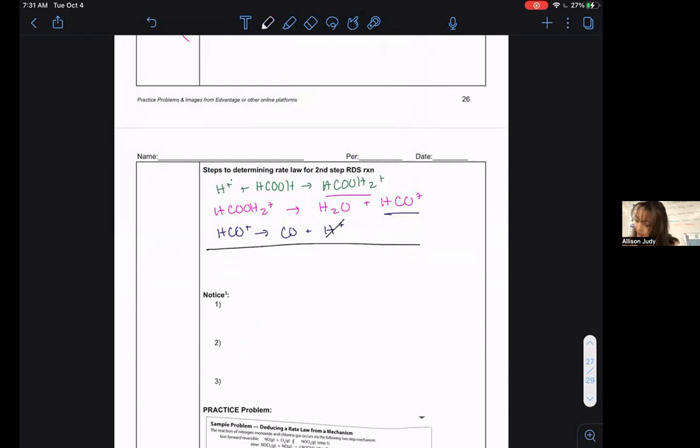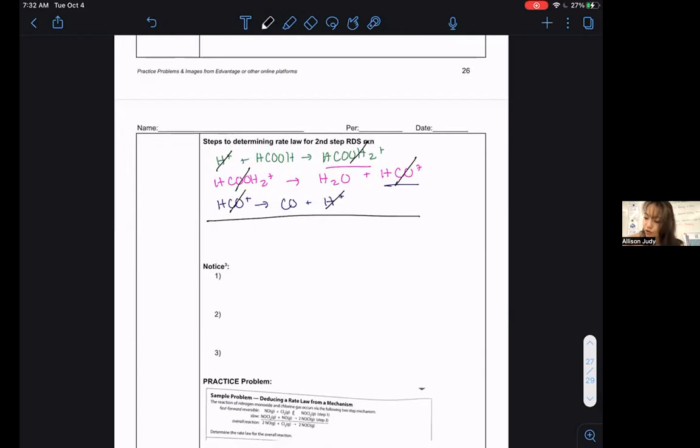So our H pluses cancel. We have one on the reactant side. We have one on the product. Our HCOOH2 plus cancels out as an intermediate. We have one on the reactant. We have one on the product. And our HCO plus cancels out. One on the reactant, one on the product between our 3-step mechanism.